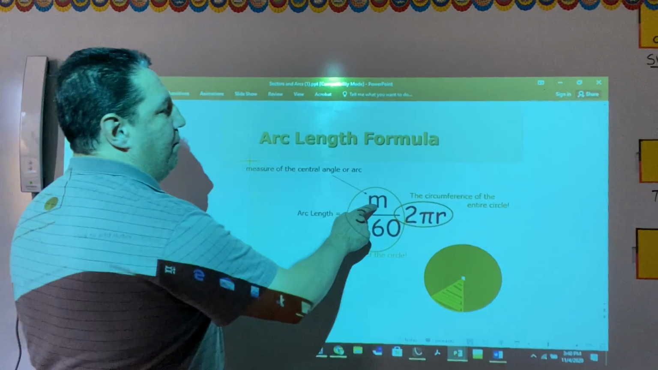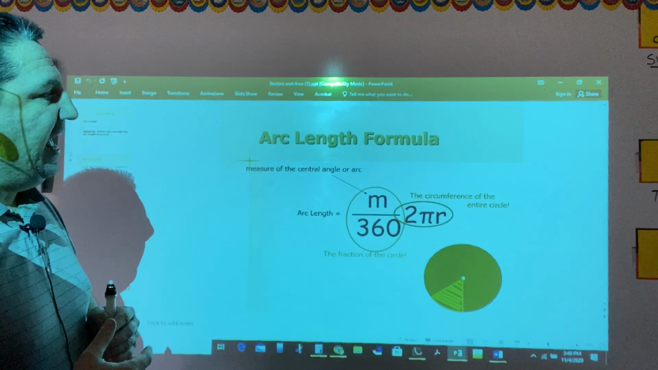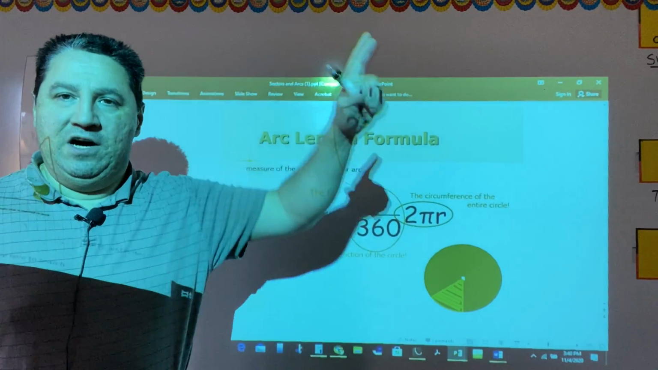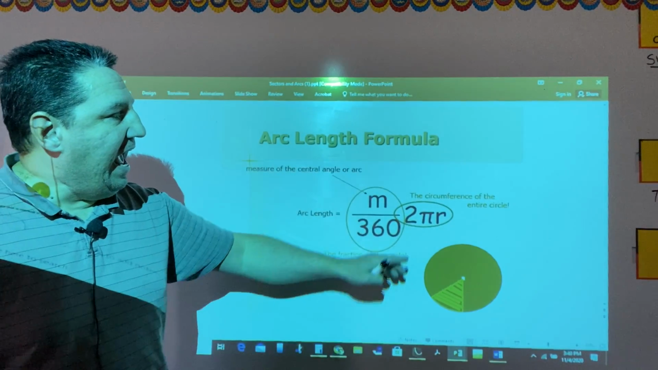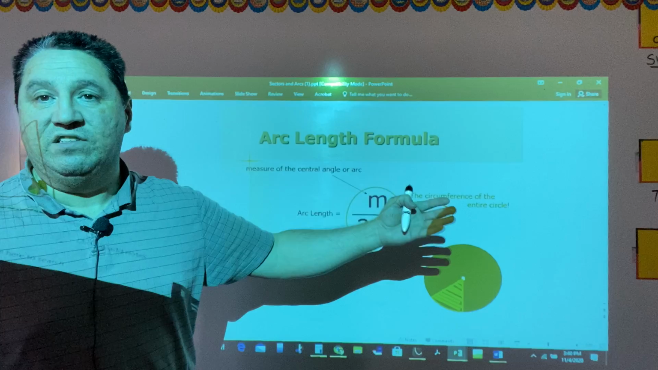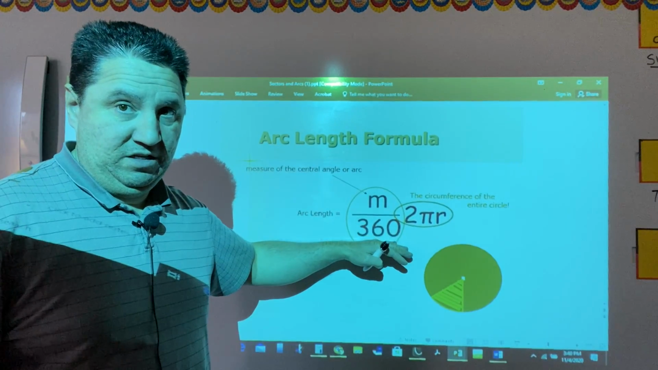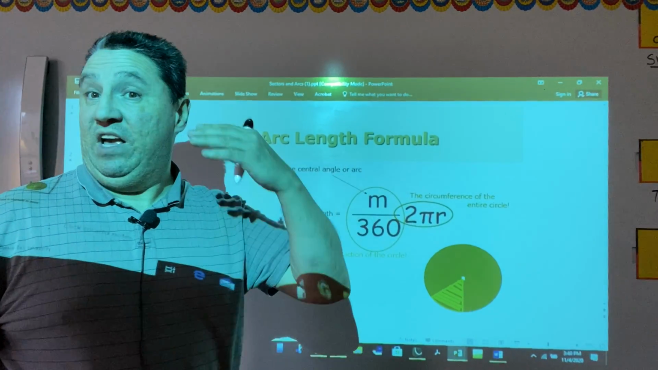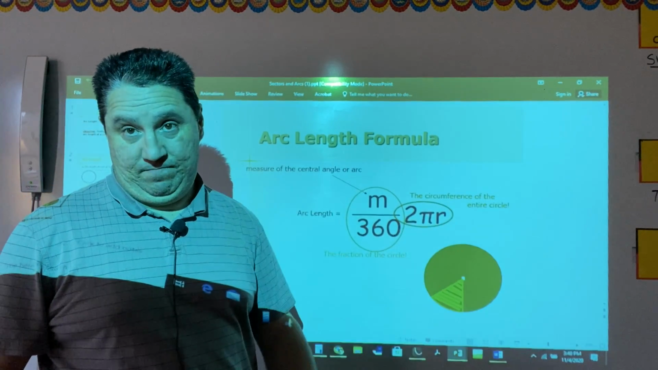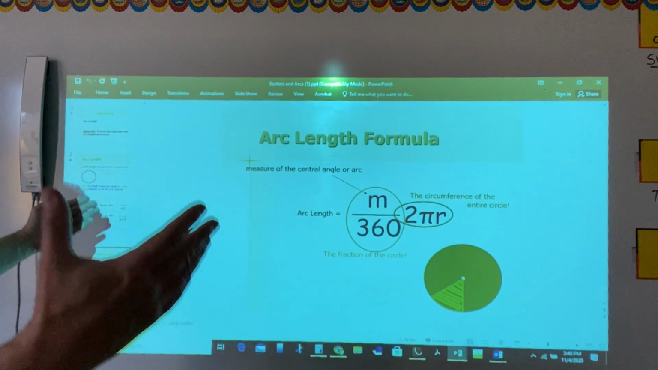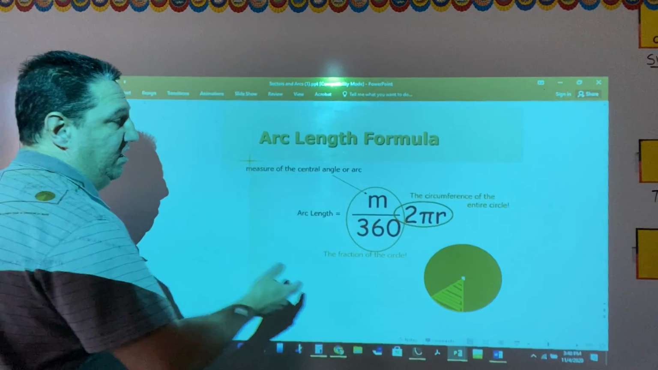Now, what is m? m is the measure of the central angle. 360 is the number of degrees for a full circle. And 2 pi r is the circumference of the circle. In a previous lesson, we talked about circumference of a circle, and we learned the circumference of a circle equals 2 pi r. So, from now on, whenever you have to find the arc length of a circle, we use this formula.